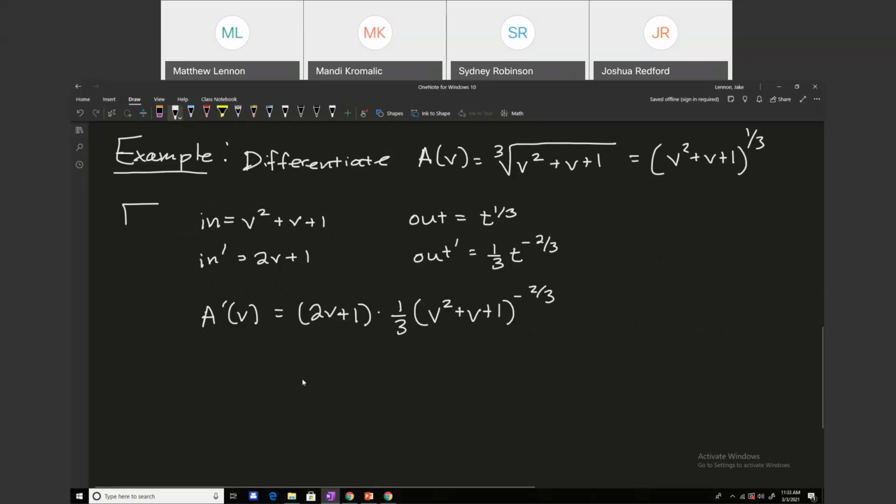And you can rewrite that in radical notation if you want. Our 2v plus 1 would be on top of the fraction. Then on the bottom, we would have 3 times the cube root of v squared plus v plus 1 quantity squared. Remember, when you have the negative, that's going to put it in the denominator. The 2 will become the power, and the 3 on the bottom in the exponent will become the root. So it looks kind of complicated, but that's it.